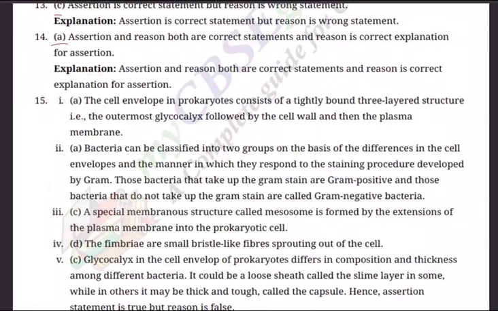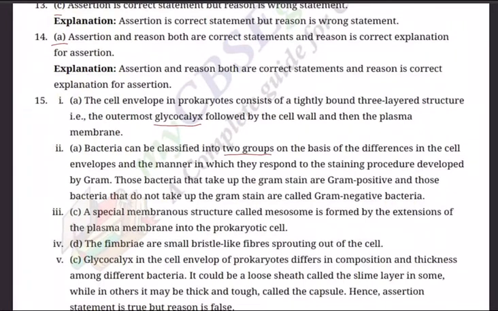Of course, you know the cell envelope in prokaryotes consists of tightly bound 3-layered structure. That is, the outermost glycocalyx, followed by the cell wall and then plasma membrane. So answer is A, glycocalyx.